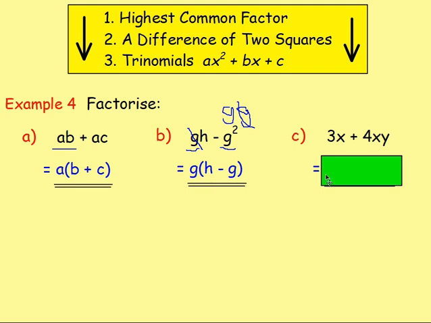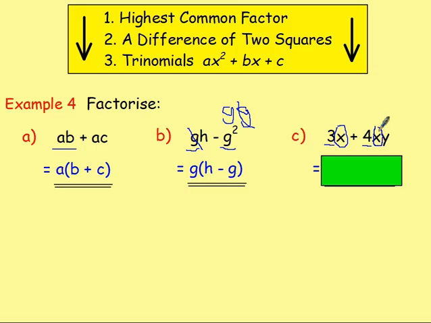Good. 3x add 4xy. What you thinking? Highest common factor. Or is it 1? Number-wise, it would be yes, because you've got 3 and 4. So factors of 3 are 1 times 3. Factors of 4, you'd have 1 times 4 or 2 times 2. Number-wise, the highest common factor would be 1. But is there anything else that's the same?